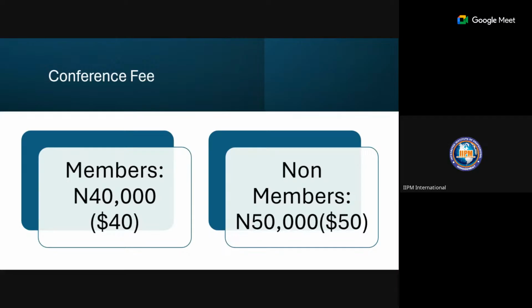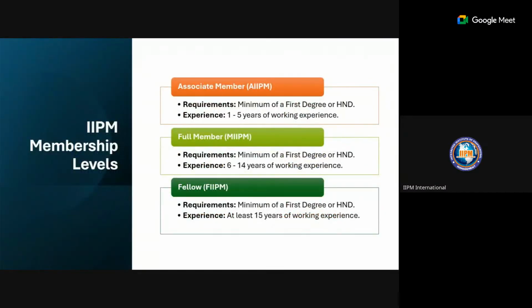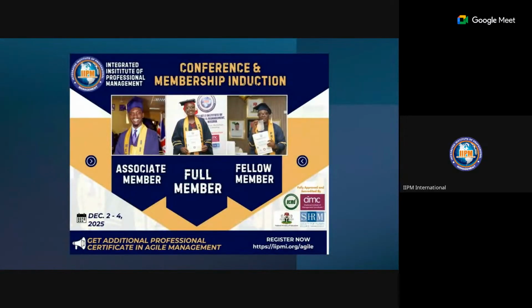Now, if you're not a member and you just want to attend the conference and get the certificate, then you have to pay 50,000 plus 65,000, and that will give you the conference fee. Also, you can choose to become a member of the institute.